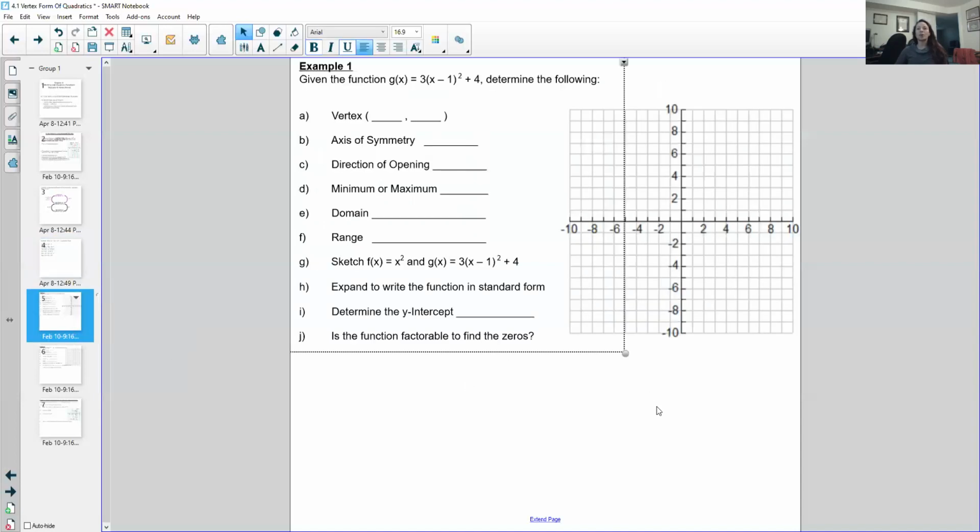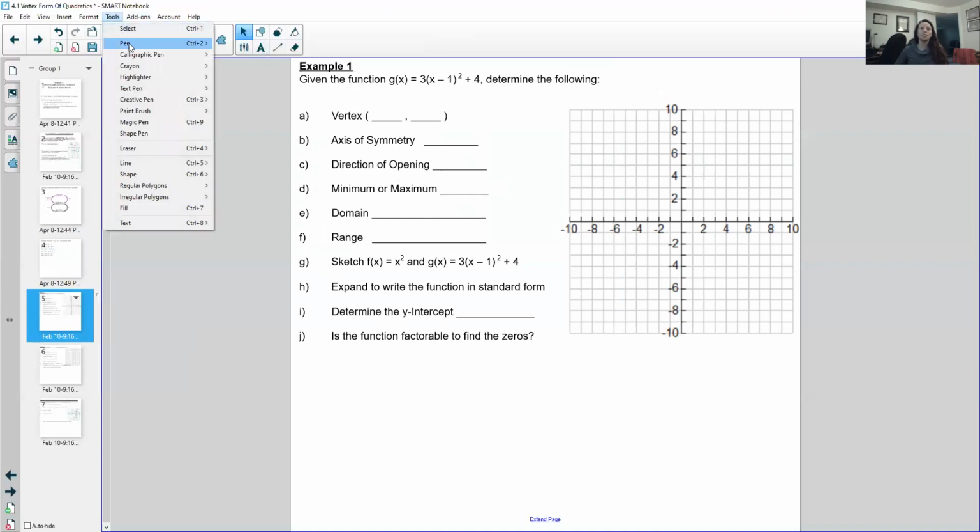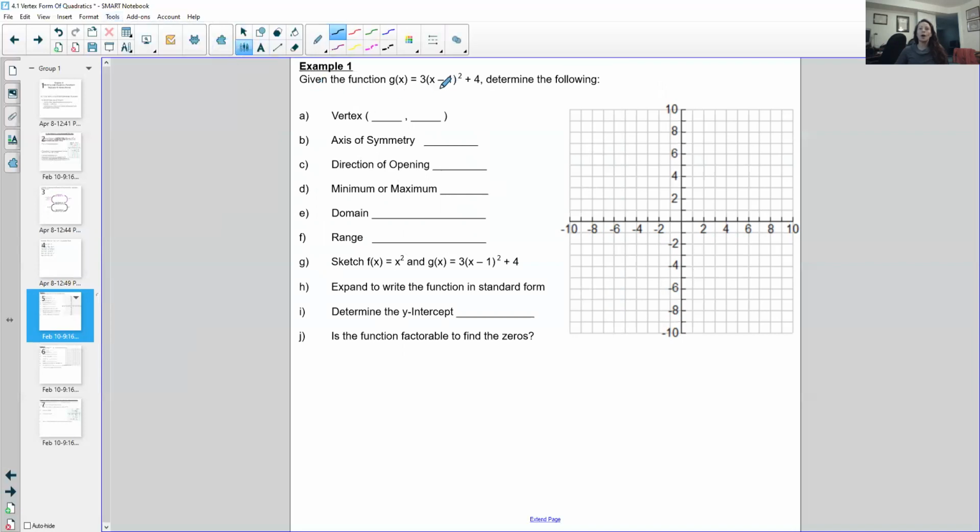So let's just go on to the next example. I'm not going to do all of them, just we're going to get an idea. I've got another quadratic function up here. It is in vertex form. So the first thing that we need to look at, or we're going to answer most of these questions, is it asks for the vertex. So I need to look at the h value and the k value.